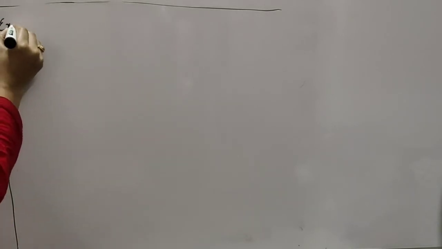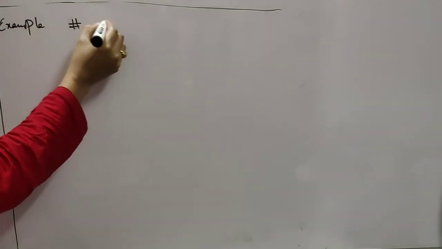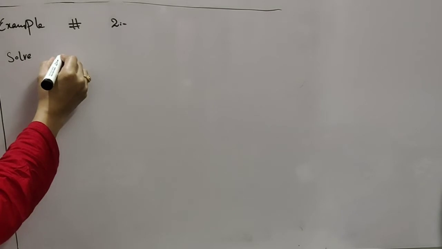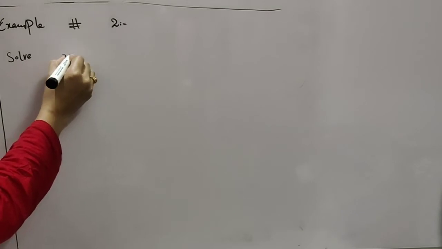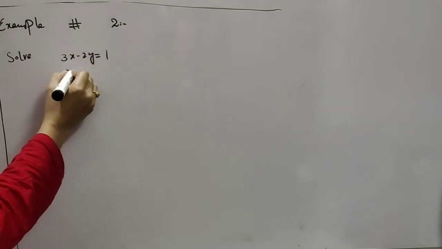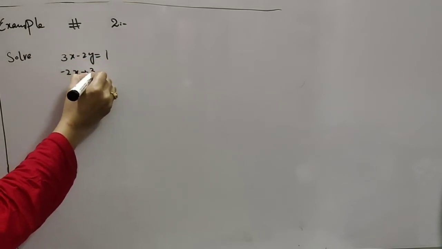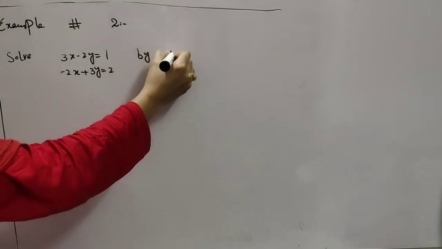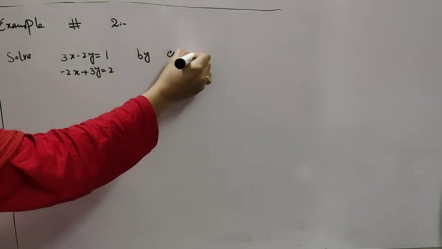Now we will solve example number 2 about Cramer's rule. Example number 2 is: solve 3x minus 2y equals 1 and 2x plus 3y equals 2 by Cramer's rule.